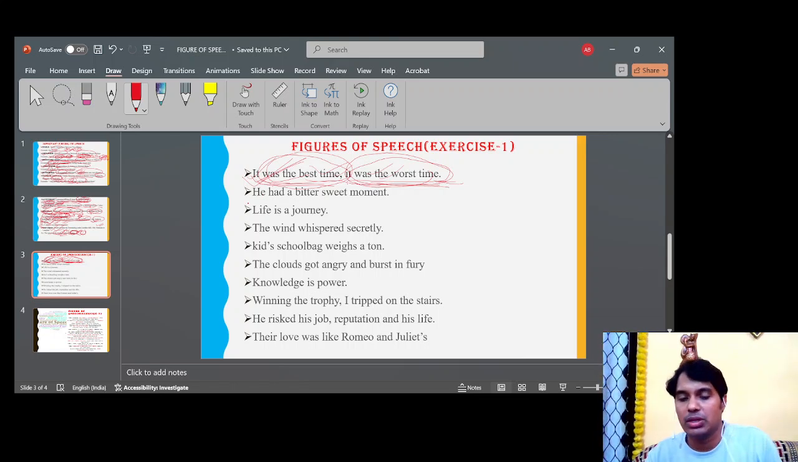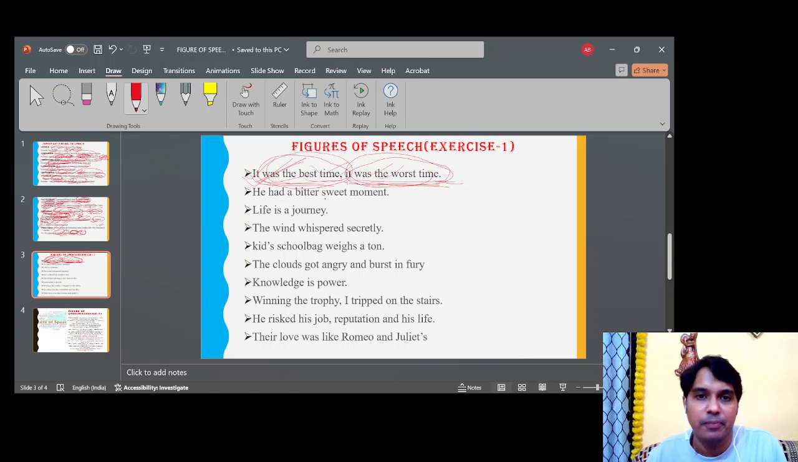we had a bittersweet moment. Now bittersweet moment, আমি আগেই বলেছি যে bitter এবং sweet opposite word পাশাপাশি বসেছে। So juxtaposed, two opposite words juxtaposed, so it is oxymoron. চোখ কান বুঝি oxymoron. Now next we have life is a journey.